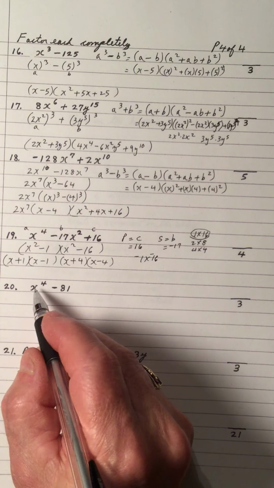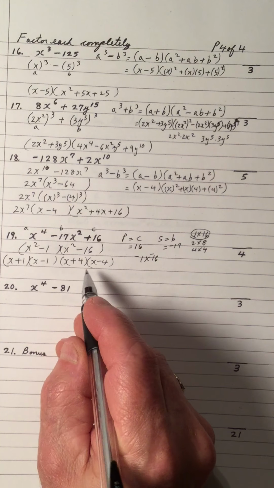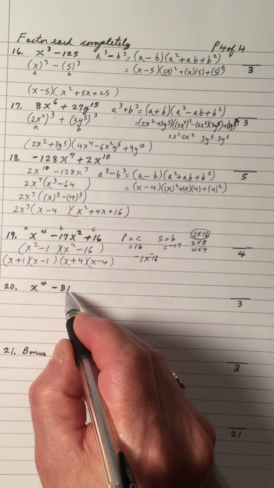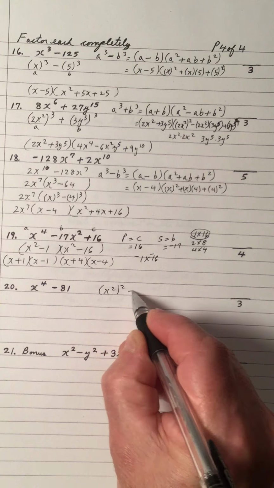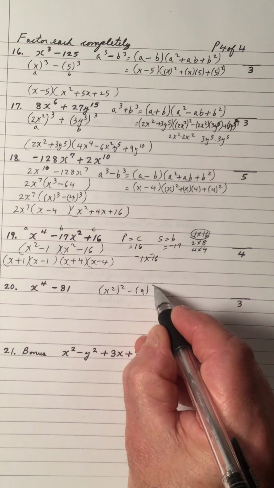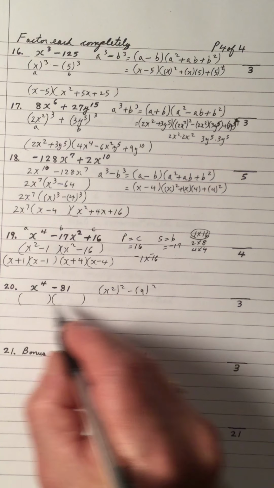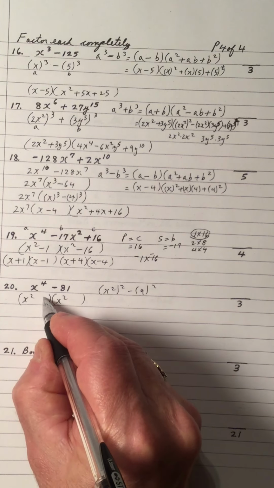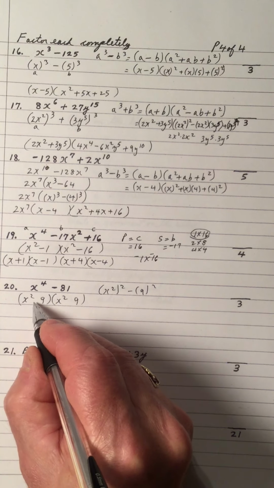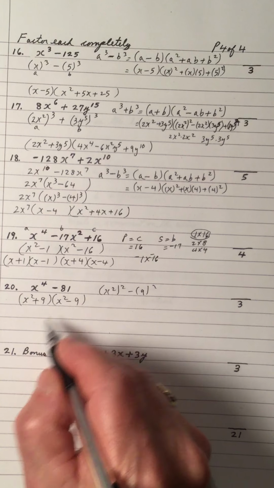Number 20, we have x to the 4 subtract 81, descending order. So this is a difference of 2 squares, because that's an x squared all squared minus 9 squared. So we have the difference of 2 squares. So it's x squared times x squared is x to the 4. 9 times 9 is 81. And we have a plus and a minus, because the product is negative.